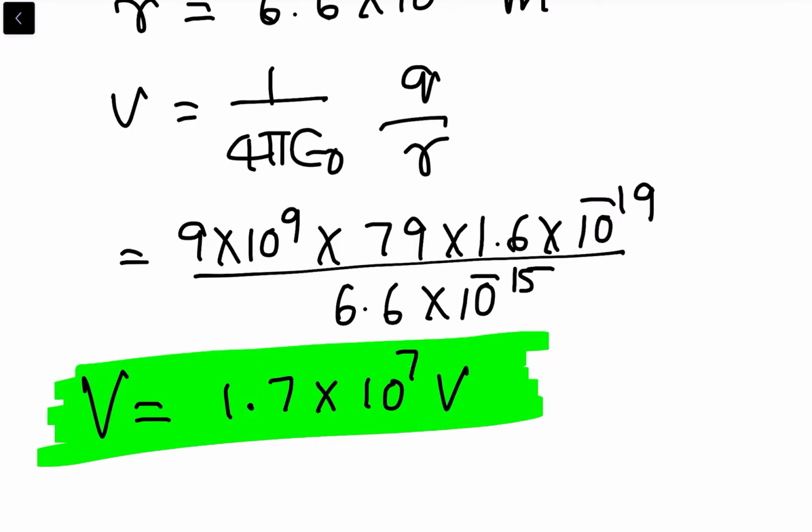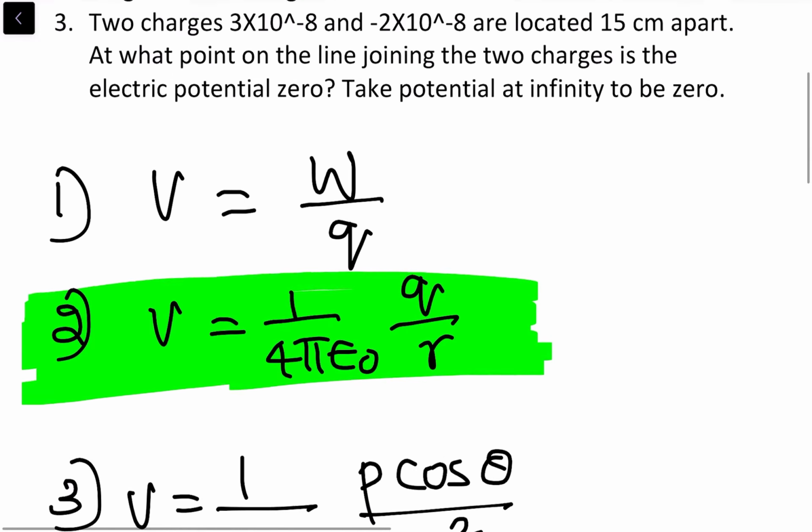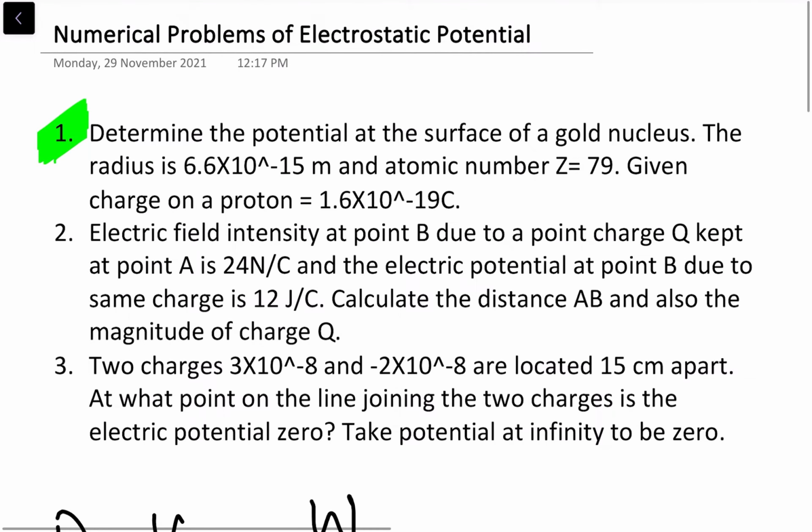Then let's go for the second question, because we have to save time also. The second question which we are taking here is this one: the electric field intensity at point B due to a point charge capital Q kept at a point A is 24 newtons per coulomb, and the electric potential at B due to the same charge is 12 joules per coulomb. Calculate the distance AB and also the magnitude of charge Q.